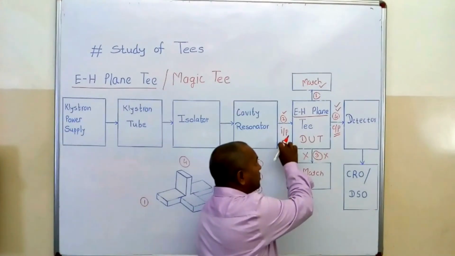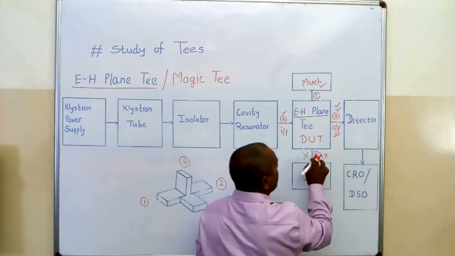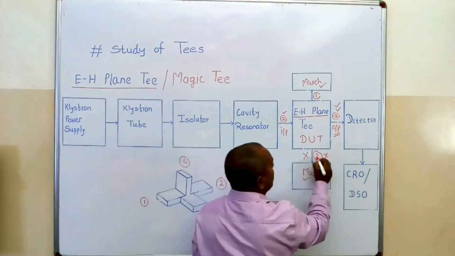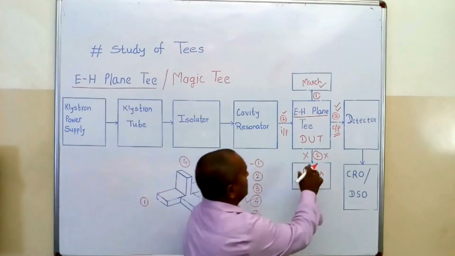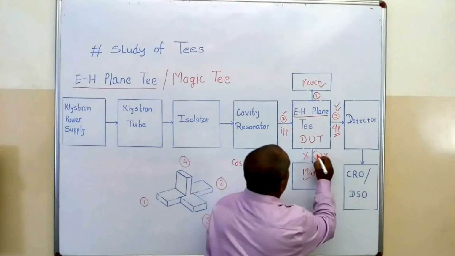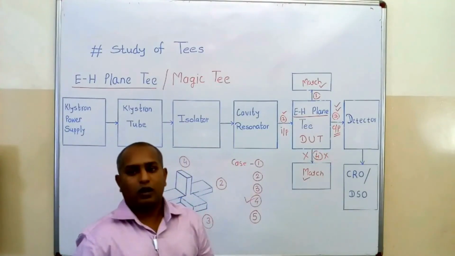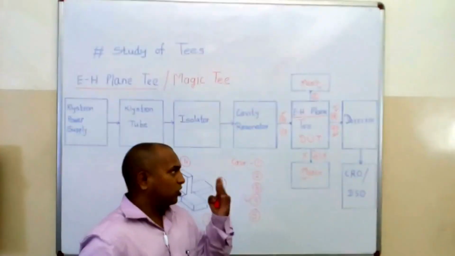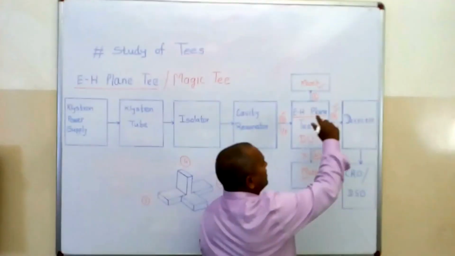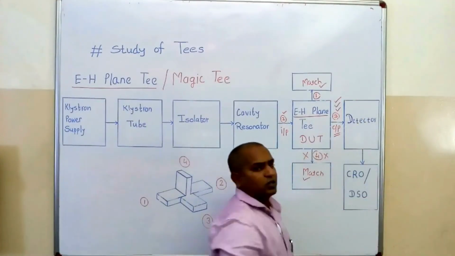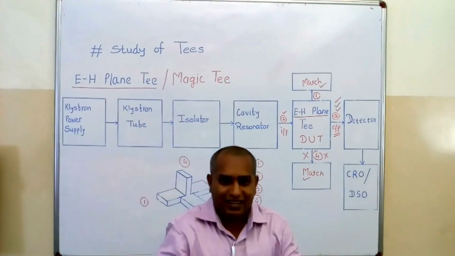Input is 2, but output is the third port. At that time your first and fourth ports are matched ports. So yes, as per your previous theory, you will get output across port number 3 also. Then take the next case.